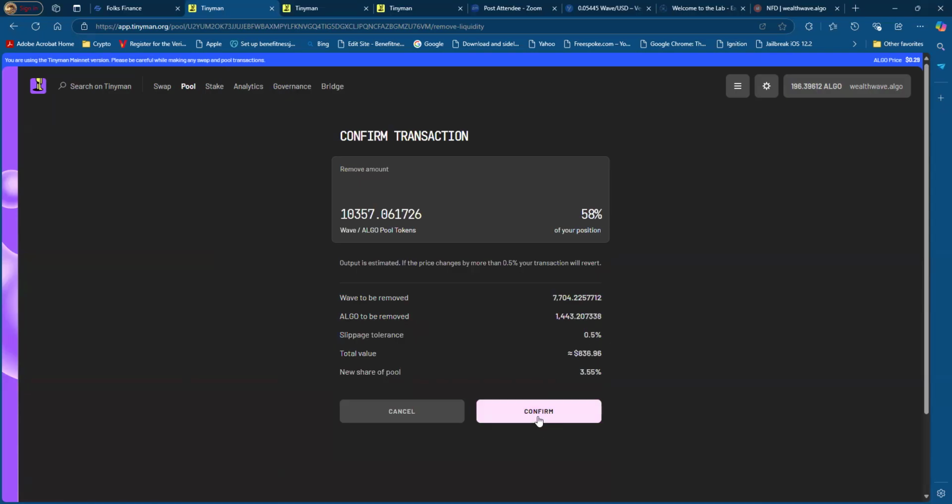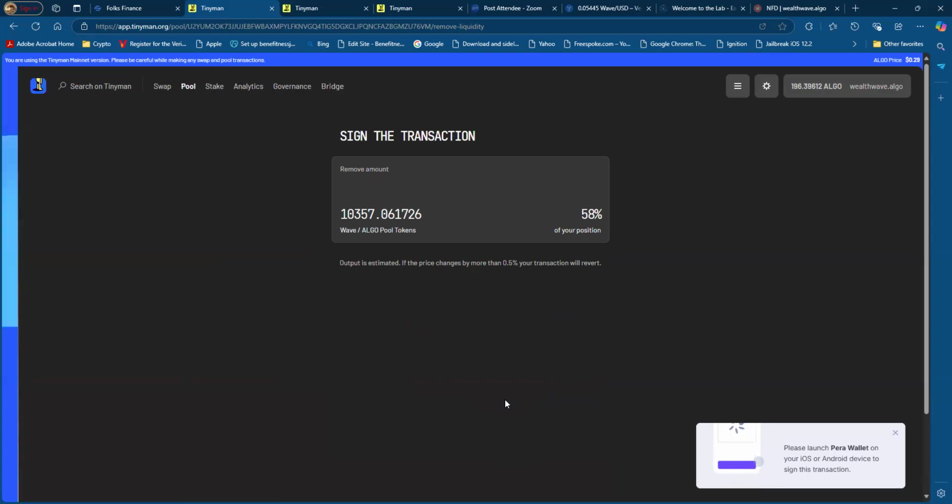You could remove that liquidity in whatever percentage you chose, right? Now, when you remove it, here's a cool thing about it. That's when you collect your transaction fees, when you remove from the liquidity pools. So if Algo's going down, you remove liquidity, and then you would confirm that with your wallet.